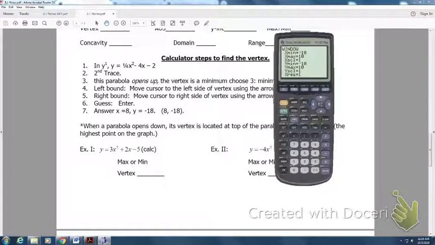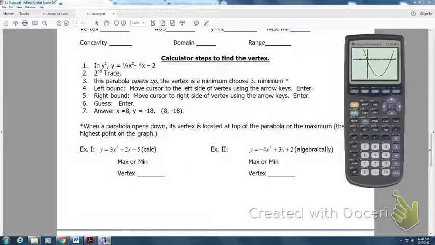Okay, I'm going to extend my x max, change that to 20. Change your y minimum to negative 20. X max to 20, y minimum to negative 20. Go back to your graph. You hit graph, and you should be able to see that parabola.